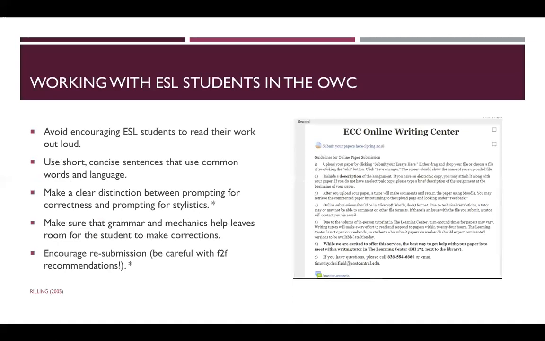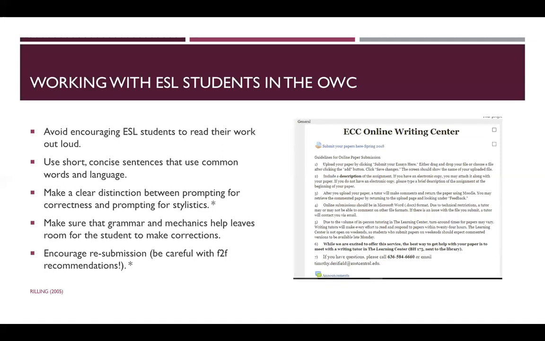The Online Writing Center presents a host of unique difficulties for students at all levels, and this is especially true with ESL students. These are some helpful hints that I have for what it's worth. Some of these are based on the work of Rilling or Riling, I'm not sure how you say it, and you can find that article in my references page. One thing is avoid encouraging them to read their work out loud. We just talked about this.